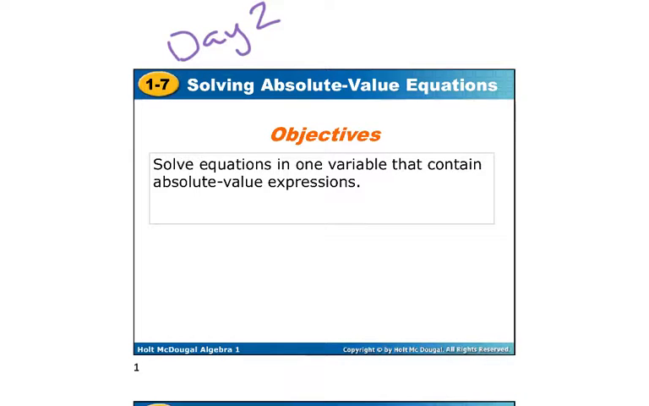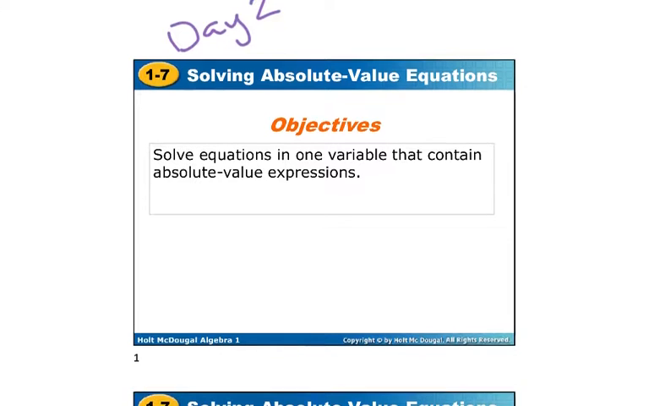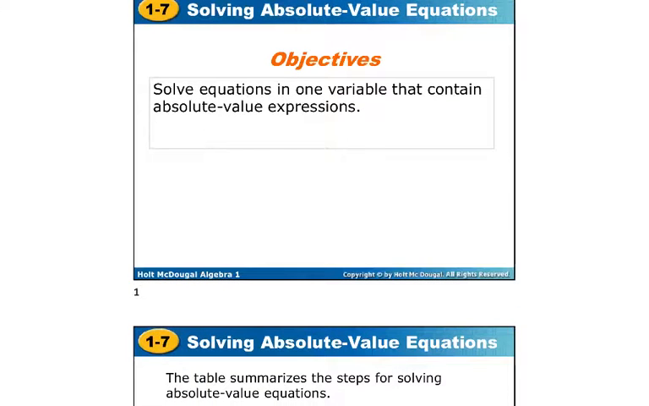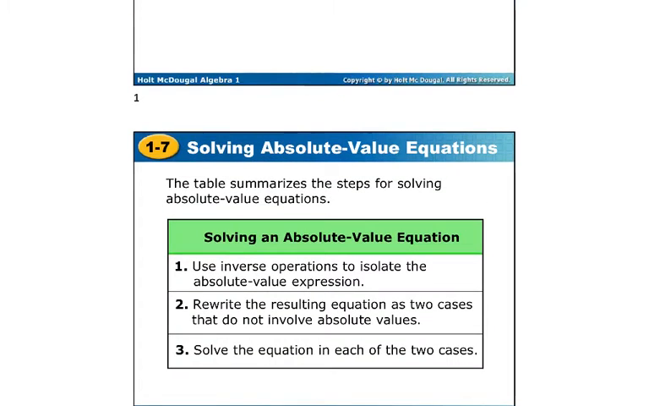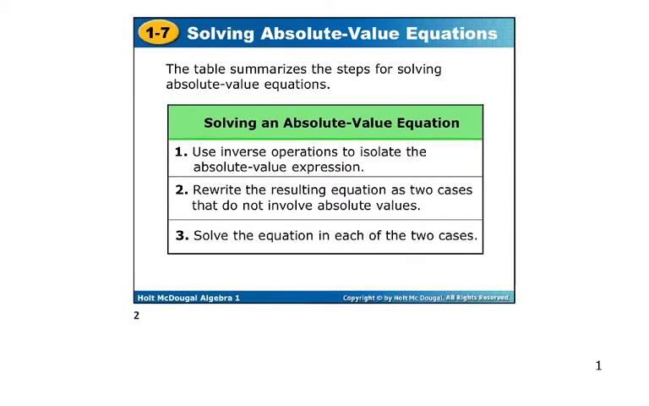So we are still solving equations in one variable that contain an absolute value. And remember that that absolute value means that you are talking about the distance that that number is to the 0 on a number line. So this is just a little review right here. It was in our last set of notes.